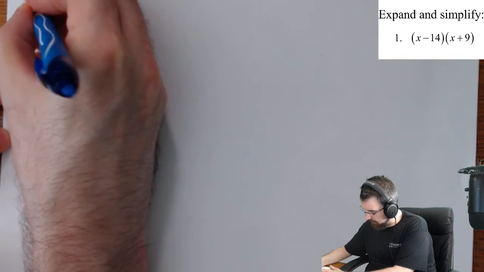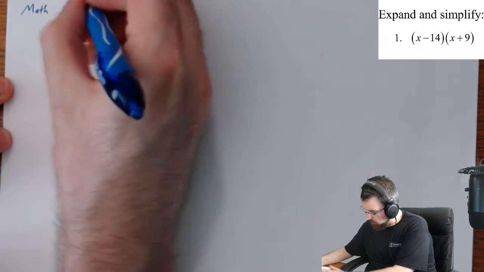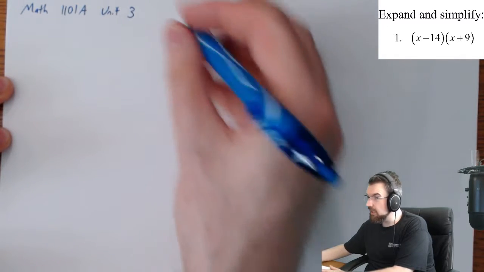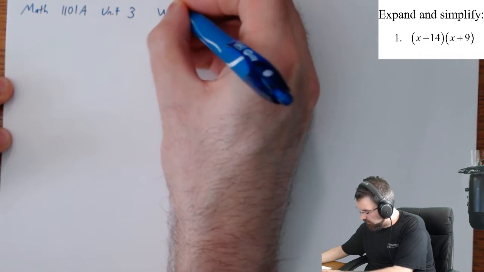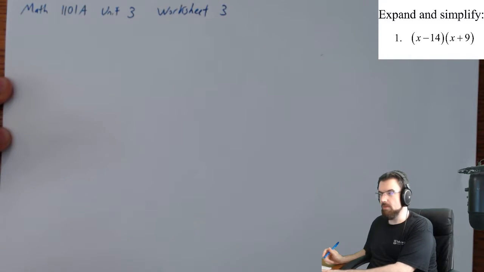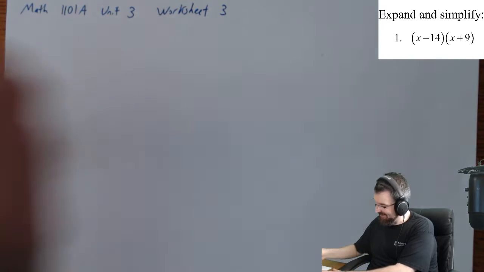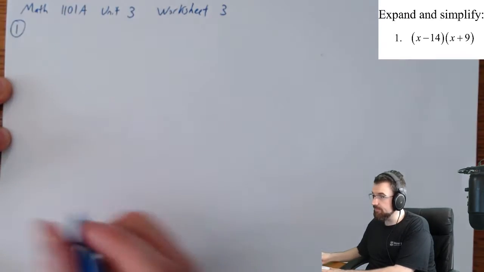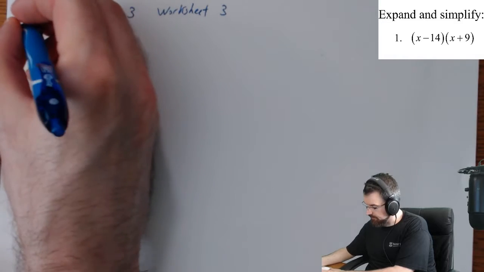This is going to be Math 1101A Unit 3 again, and this is Worksheet 3. Let's keep a rule of threes here, right? Let's do three examples after this one maybe. I'll do number one first, like it shows up there in the corner.